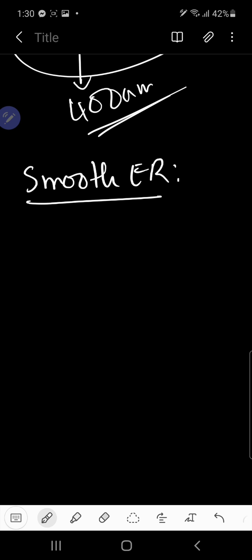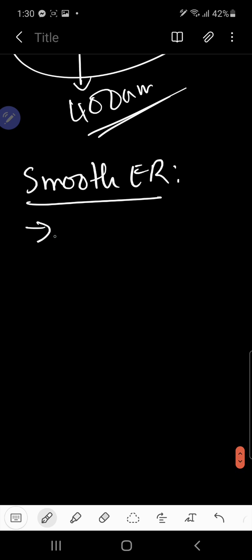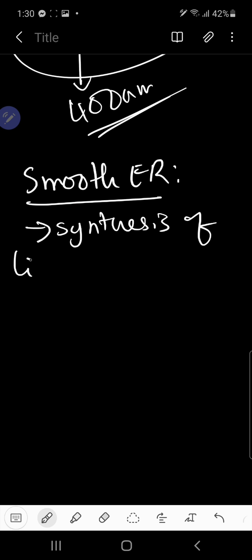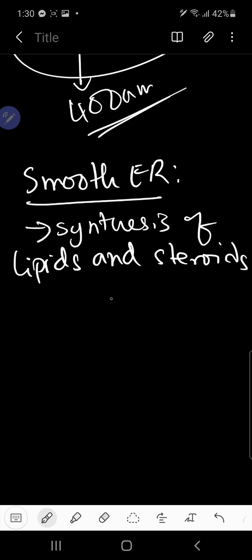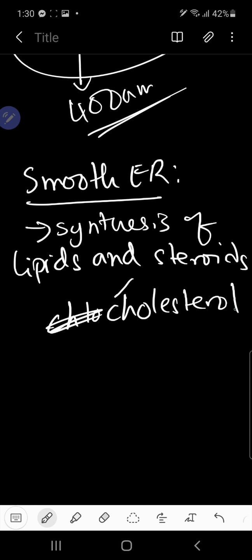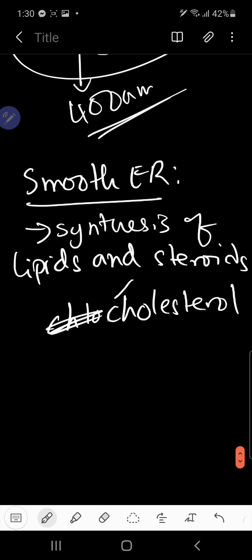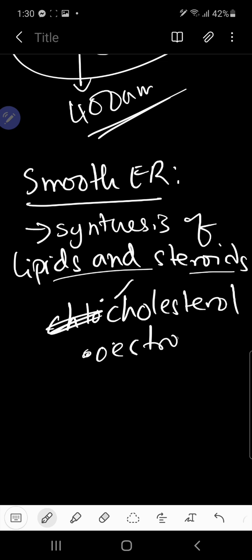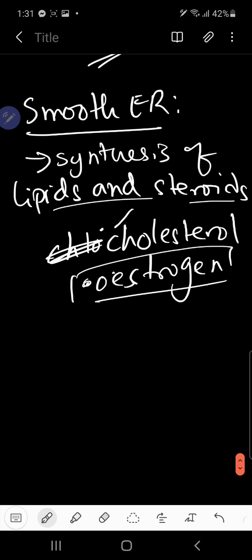So the main function of the smooth endoplasmic reticulum, as I mentioned, is the synthesis of lipids and steroids. Okay, and this can include cholesterol. Sorry, I think the spelling is C-H-O-L-E-S, yep, that's the spelling of cholesterol. So it's responsible for the synthesis of lipids and steroids such as cholesterol, and hormones such as estrogen, whatever you pronounce. That's a sexual hormone required in the menstrual cycle of women. So that hormone is also synthesized in the smooth endoplasmic reticulum.